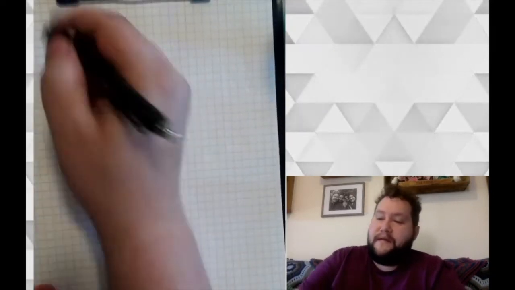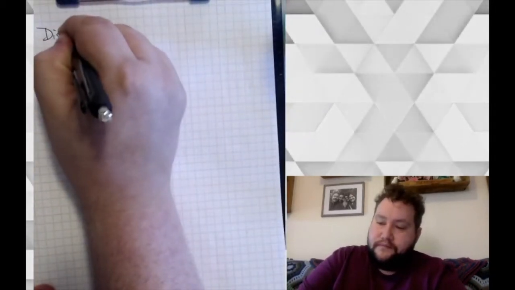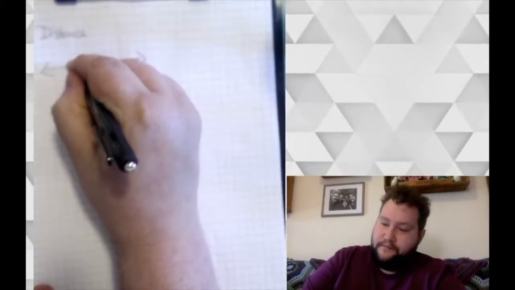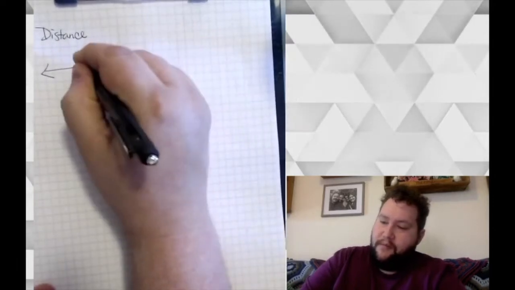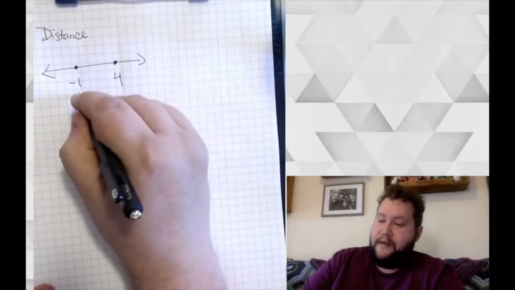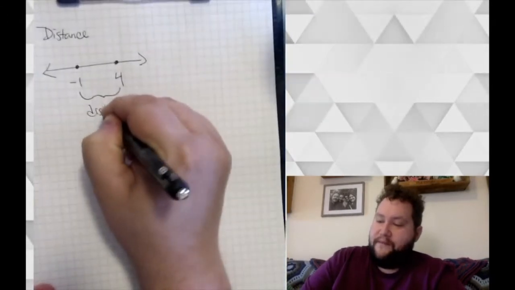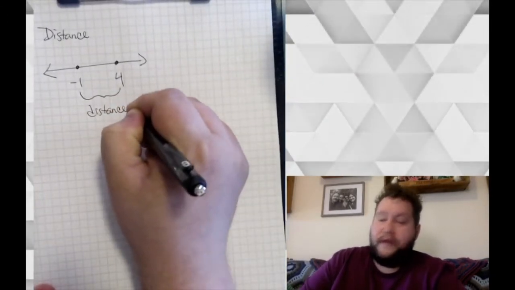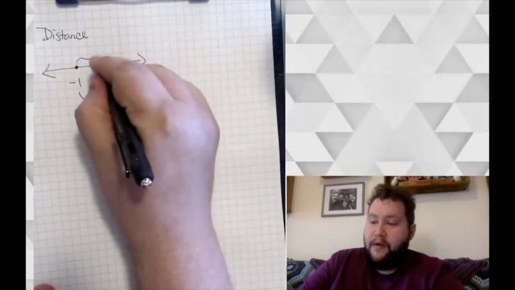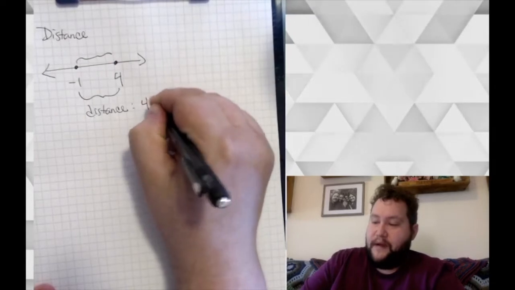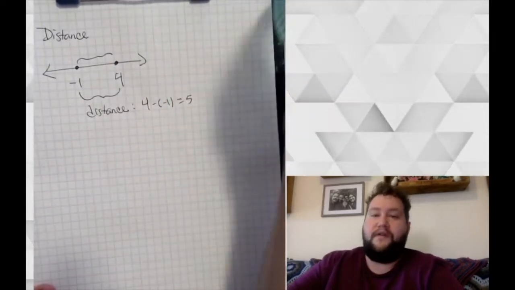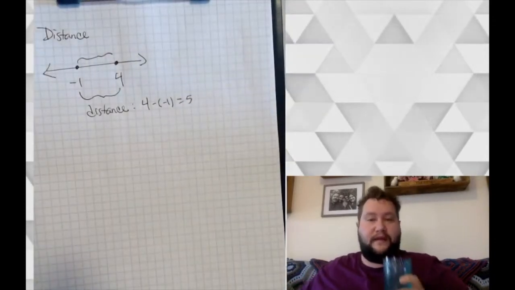But let's talk about distance. If I have a number line between these 2 points, say -1 and 4, the distance is just my right term minus my left, right? So the number of units between them is 4 minus -1, or 5. There are 5 units between these two.